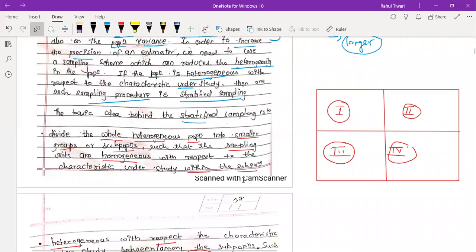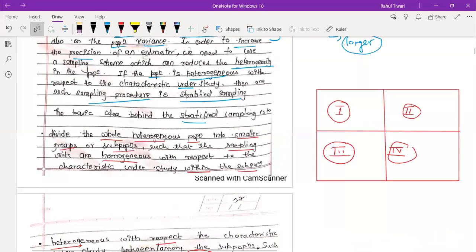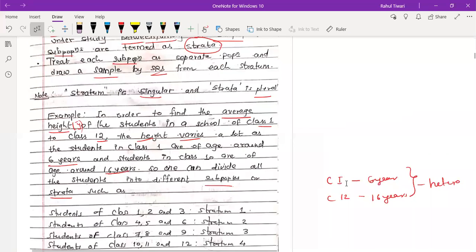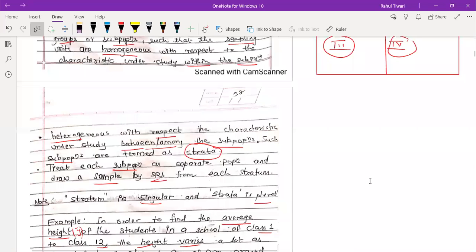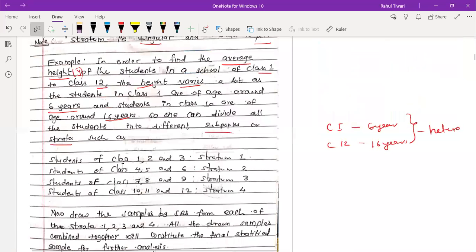So basically the same thing I have, whatever things I have, I'm explaining here now. So we have heterogeneous data, class 1 to class 12. This data will be divided into homogeneous data. Within the group you are dividing, the data should be homogeneous. So if I'm considering the example of class 1 to 3, I'm saying it is stratum 1.